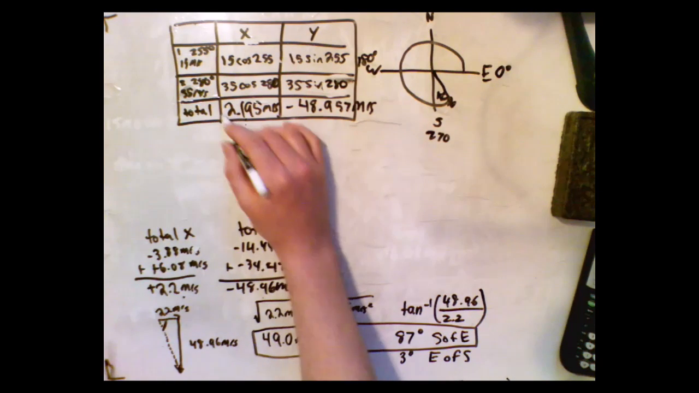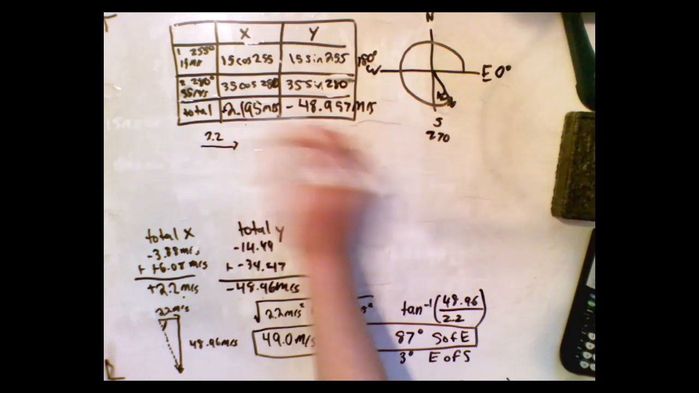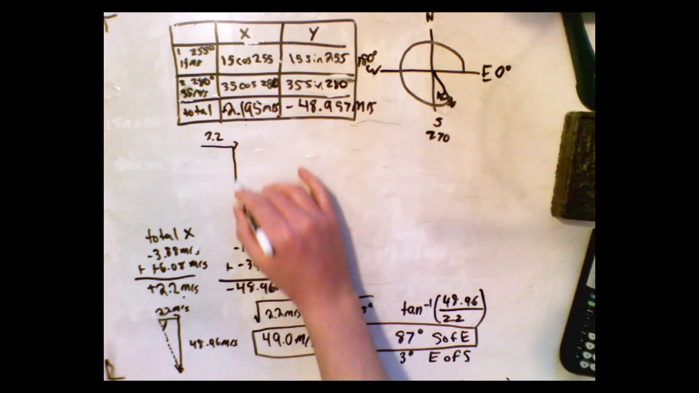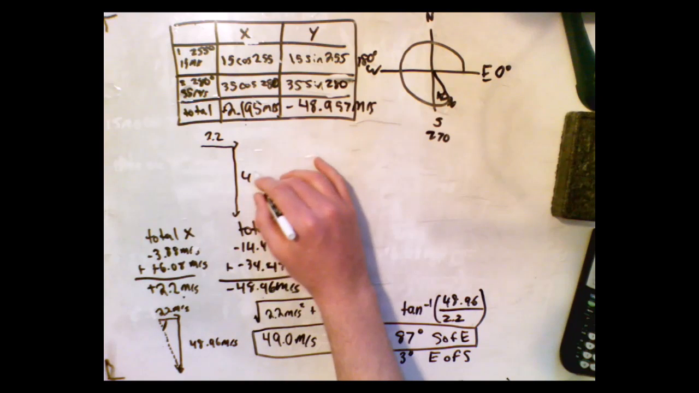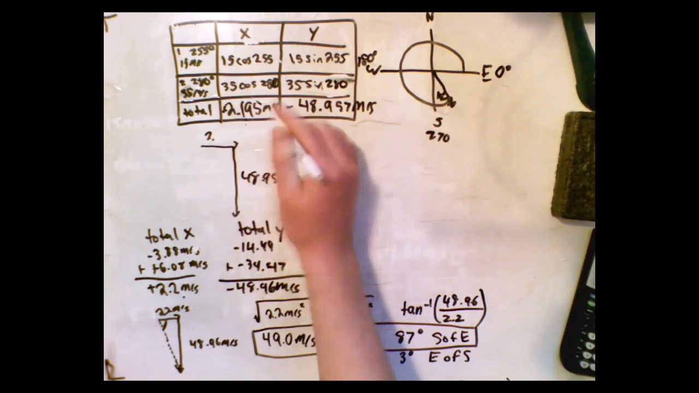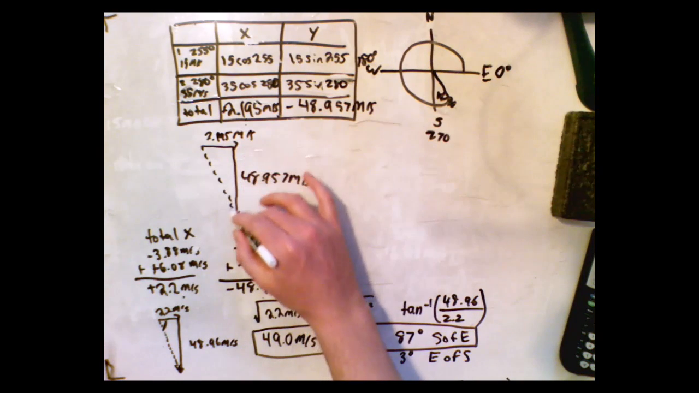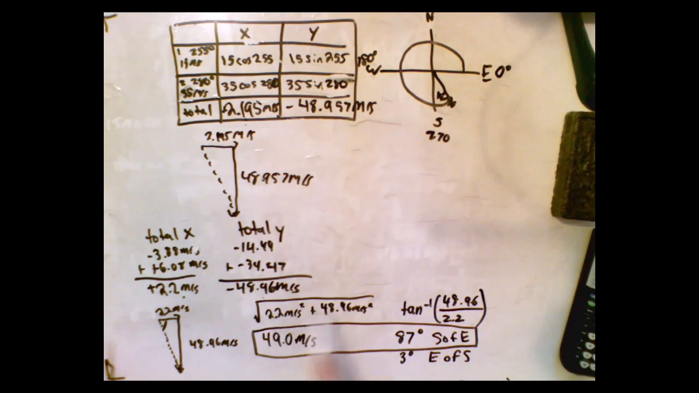So x is positive. So positive means we go to the right, 2.2. We go down 48.957 meters per second. So this is 2.195 meters per second. And we find our resultant. So we just do all the same stuff. The work's going to be the same. We're going to Pythagoras, we're going to tan -1, and we get the same answer. Just a lot less work in that first step.